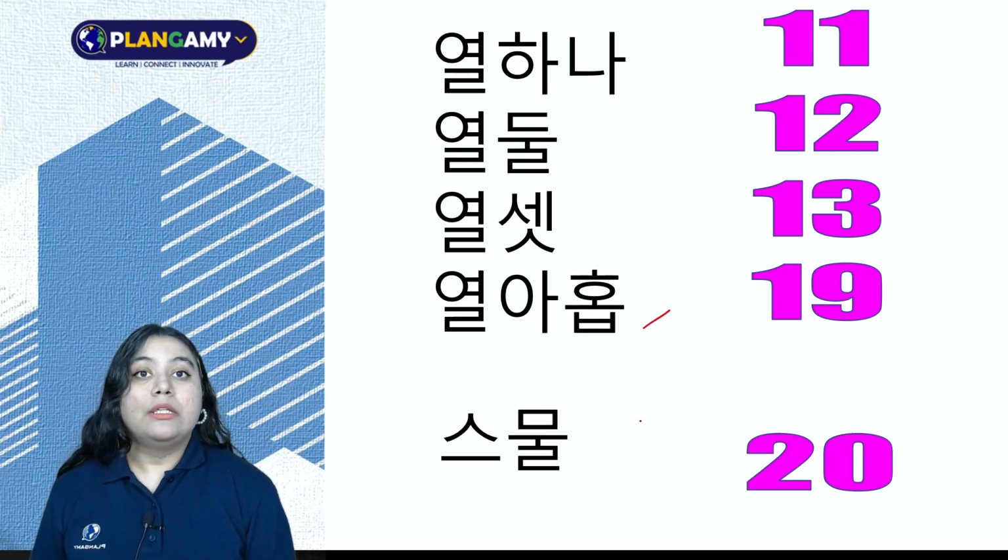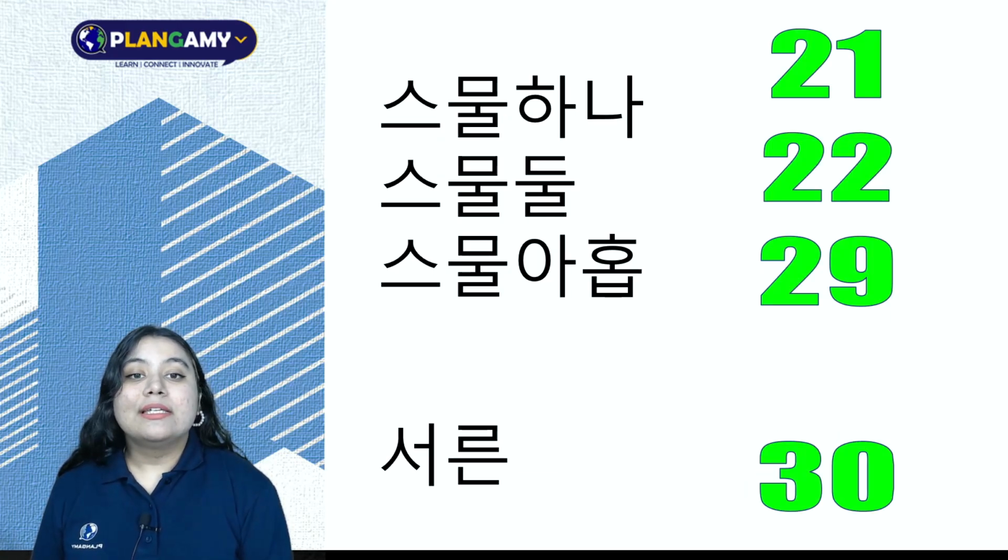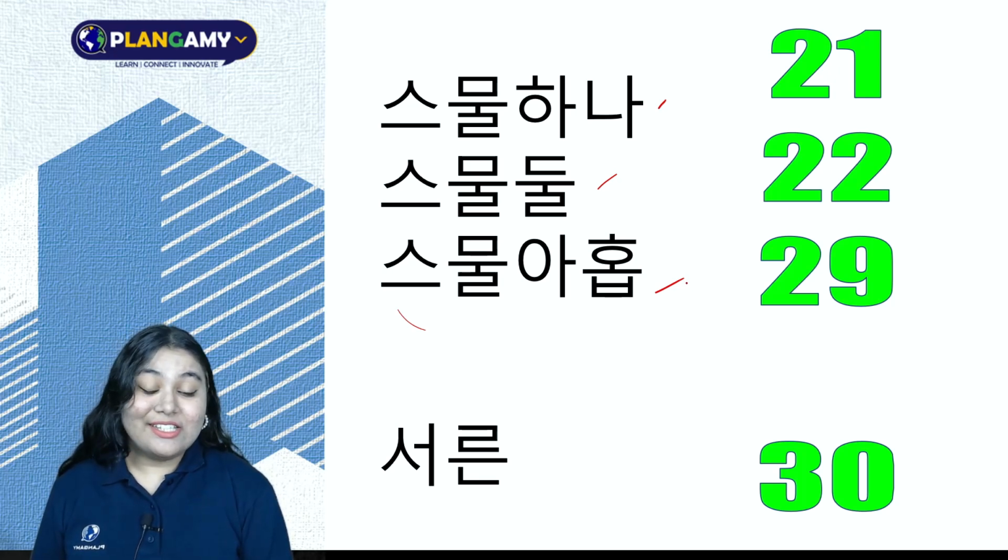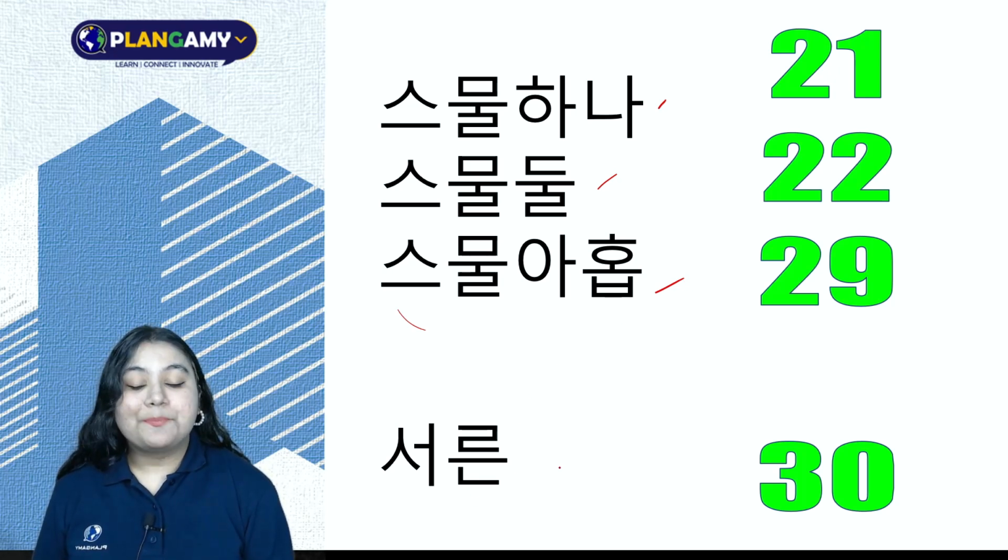19. Now I want a 20. So 20 would be 스물. Similar to 열, I'll put 1, 2, 3, 4 after 스물. 스물하나, 스물둘, till I reach 스물아홉, 29. Now I need a 30, so that would be 서른.